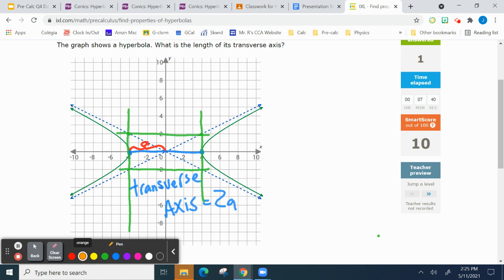So the transverse axis is the one that traverses, walks across from one vertex to the other. The conjugate axis is this piece right here. That's called the conjugate.